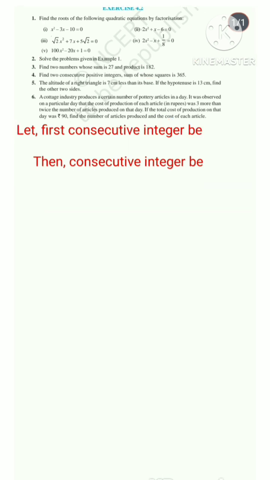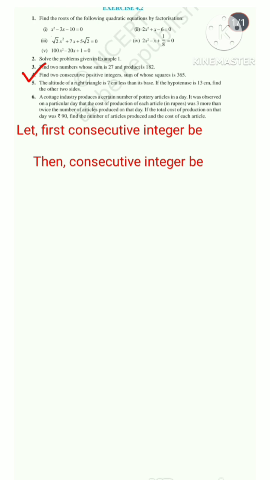Question number 4, and here is written, find two consecutive positive integers, sum of whose squares is 365. Okay students, firstly, what are consecutive integers? As we know, consecutive integers are those type of integers which follow each other in order, right? And there will be a difference of 1 between each integer.